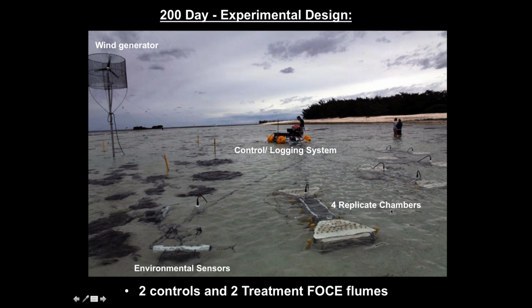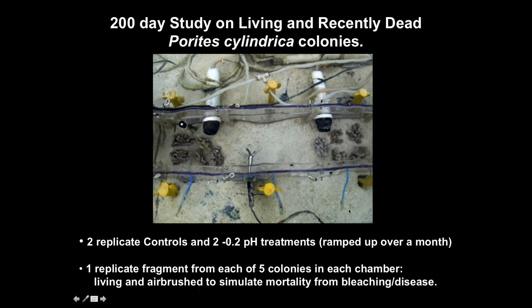I should mention that we had 2 of the systems set as controls where we tried to replicate the environmental conditions, and then we also had 2 treatment flumes. So looking down inside each of the flumes in this study, we used Porites cylindrica, which is a branching Porites, which was the dominant coral on the Heron Island Reef flat.